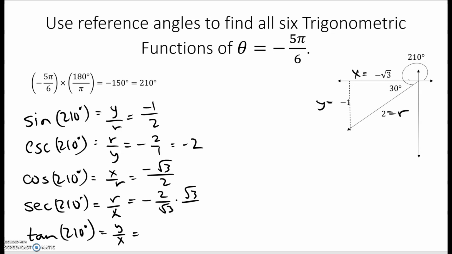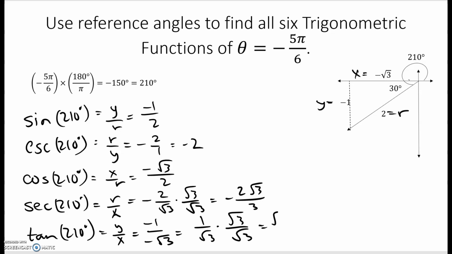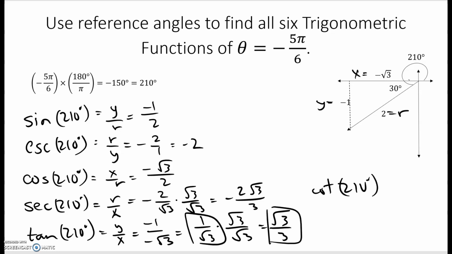We've got to rationalize that. Negative 2 square root of 3 all over 3. Tangent will be y over x. Okay, 2 negatives, that gives me a positive. And then I have to rationalize. And then cotangent of 210, not going to flip this one, but I will flip this one. So square root of 3 over 1, or square root of 3.